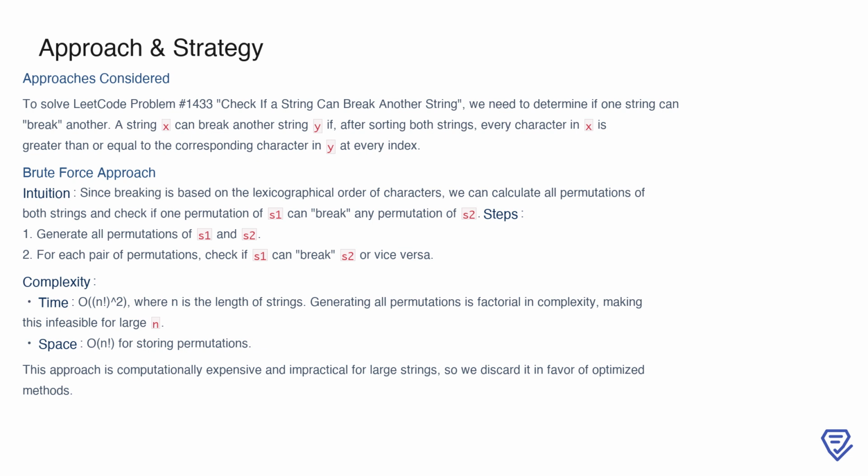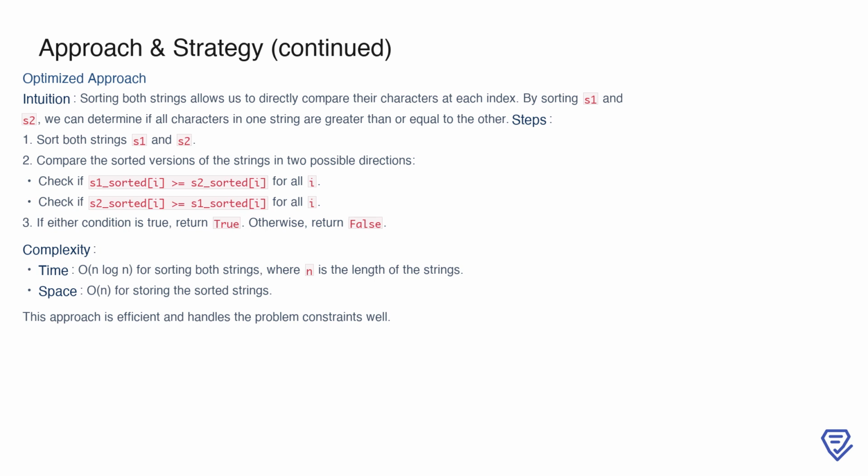However, this approach has a time complexity of O(n!) squared, where n is the length of the strings, because generating permutations involves factorial operations. This makes it completely impractical for larger strings, as the number of permutations grows exponentially. Due to these limitations, we need a more optimized approach to handle the problem efficiently. A much better way to solve the problem is by using an optimized approach based on sorting.